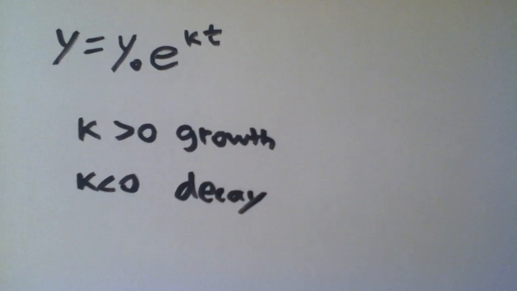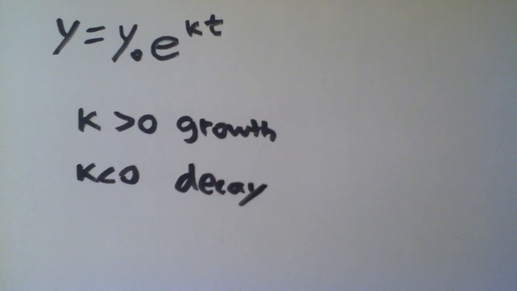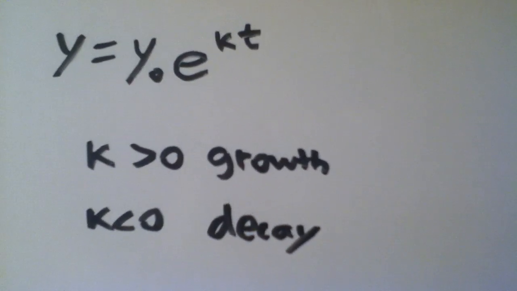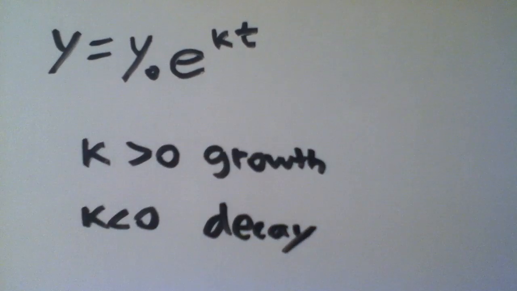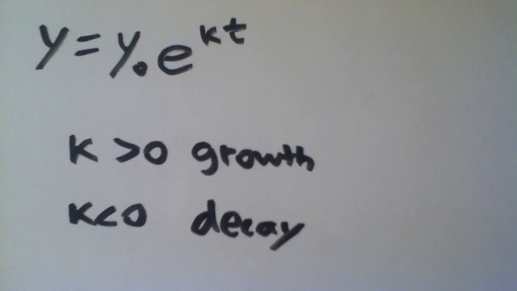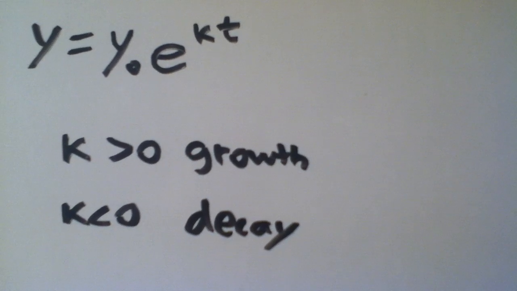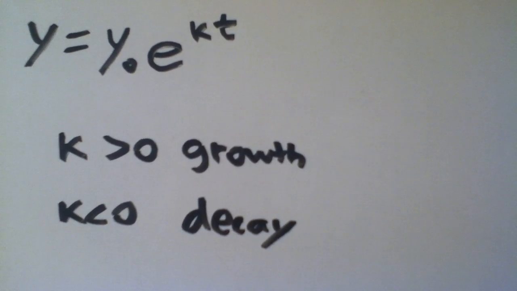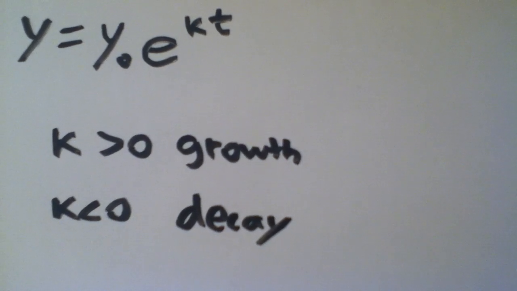So if you have something that increases or decreases proportionally to the amount present, and you know the initial amount, y0, you can find an equation, or a function rather, as a function of t. So let's try an example.